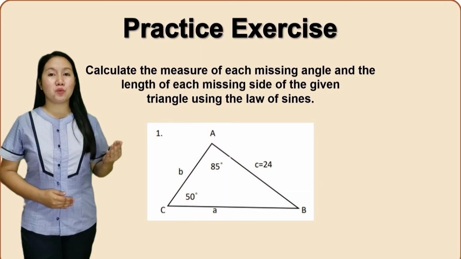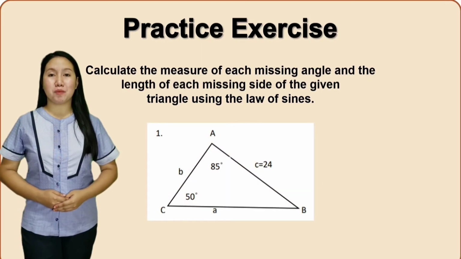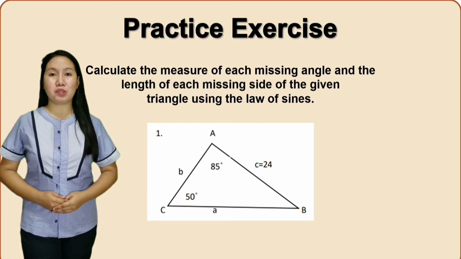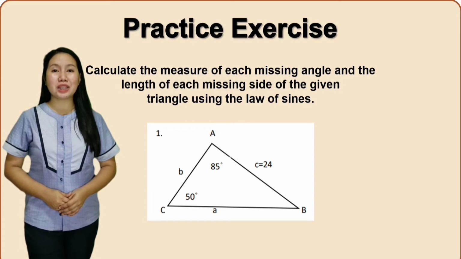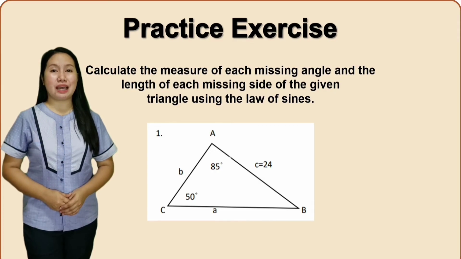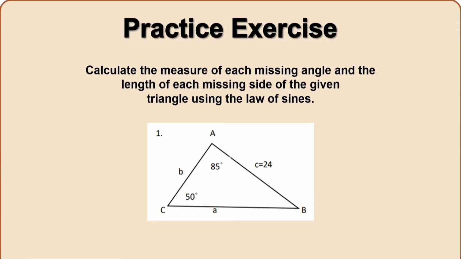So that is the law of sine and law of cosine. Do we have any questions? If none, let's proceed to the practice exercise. So we have here the item number 1. What are you going to do? I will give you 1 minute to answer the practice exercise. Calculate the measure of each missing angle and the length of each missing side of the given triangle using the law of sines. Here's the figure number 1.